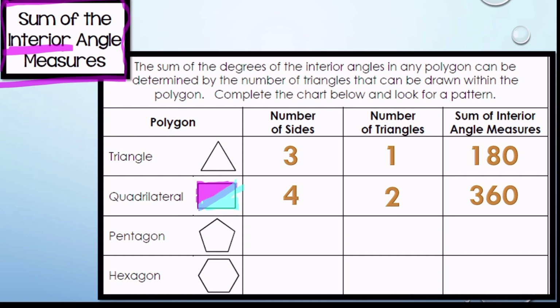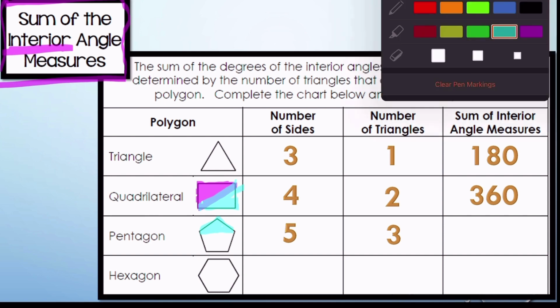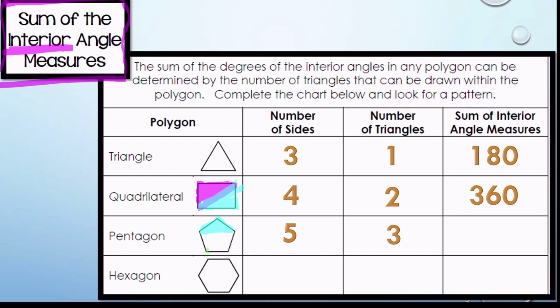Well, that pattern continues. When I have a pentagon, there's 5 sides. I'm able to draw within this pentagon 3 triangles. Let me show you. You can draw it a couple different ways. Here's one. Okay, that leaves me with a quadrilateral, and I can split this in 2. Here's 2 triangles, and finally, I have my 3rd triangle. So think about what's happening. Every time I add a triangle to my shape, I'm adding 180 degrees to it.